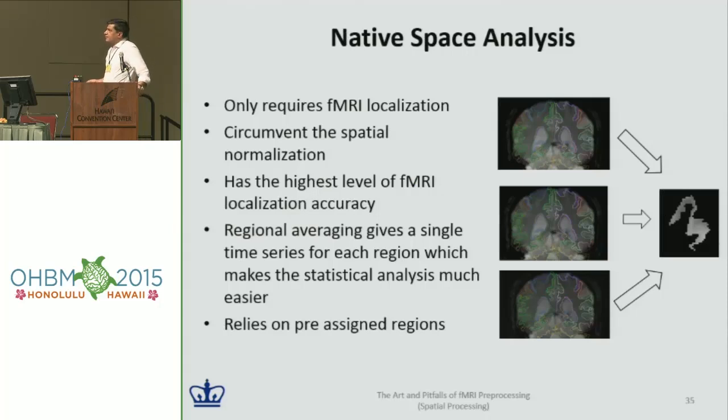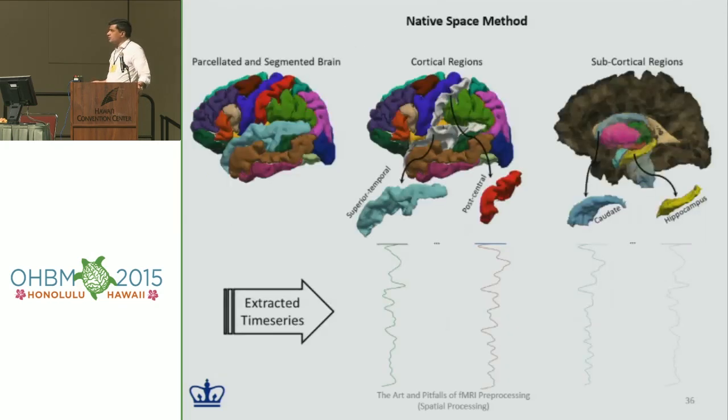Native space analysis, I'm a big fan of native space analysis. It doesn't require spatial normalization. You just take the subject, right? You parcellate the subject, you register the subject to the fMRI data, you take each region, you average, and you get a time series for that one. Makes life much easier. The issue with this technique is that you're destined to use predefined ROIs, and sometimes one ROI cannot explain everything happening in different functionality.